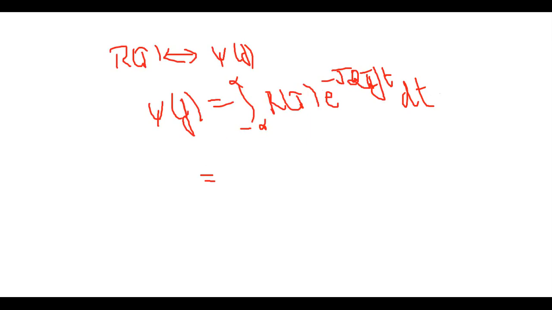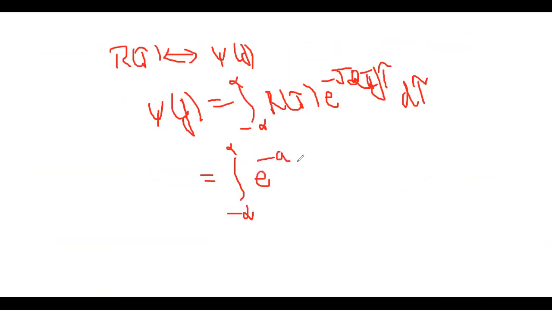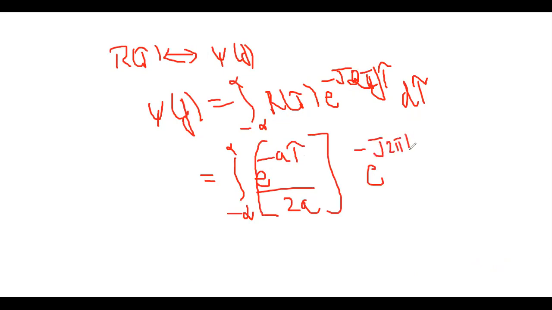It is a Fourier transformation relation. Because it is r of tau, don't put t here, my dear students. It is also tau only, with respect to tau, d tau, and here it is d tau. What is r of tau? We got integral from minus infinity to infinity of e power minus a tau by 2a into e power minus j 2 pi f tau d tau.